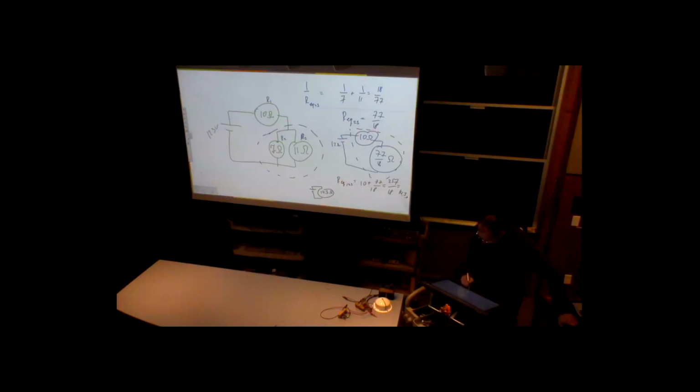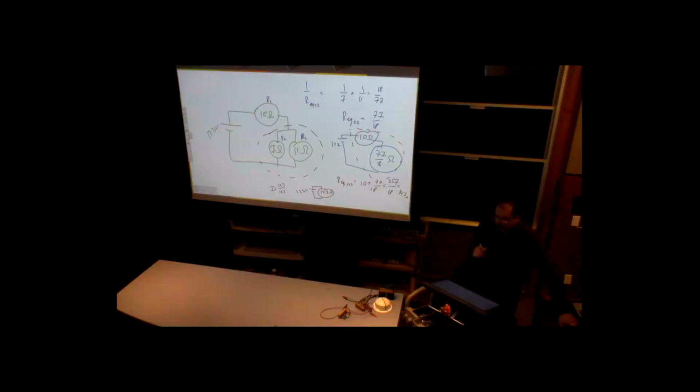So you can calculate 123 volts. Now you can calculate electric current. Electric current is 123 over 14.3, which is 0.9.